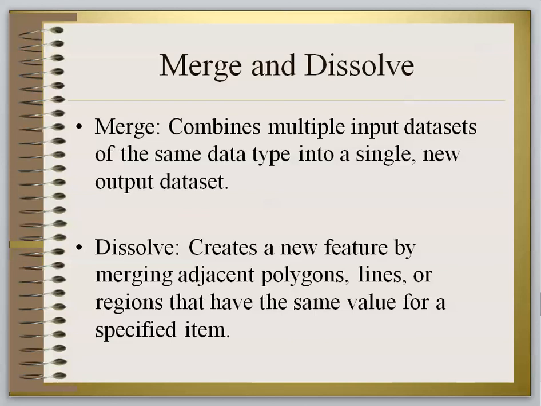And 2 more widely used geoprocessing tools, everybody. Merge and dissolve. Merge combines multiple input data sets of the same data type into a single new output data set. And dissolve creates a new feature by merging adjacent polygons, lines, or regions that have the same value for a specified item. Now, what we're going to be doing now is a little bit of data management here. So let's look into merge.